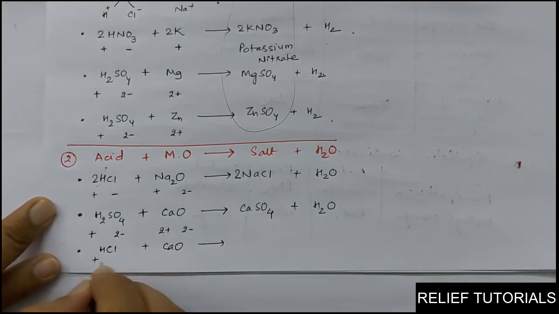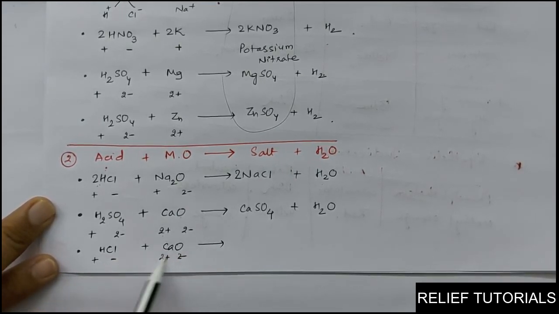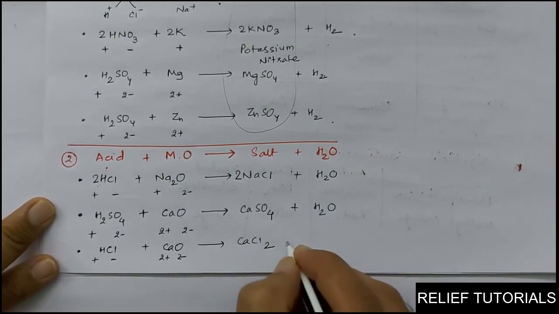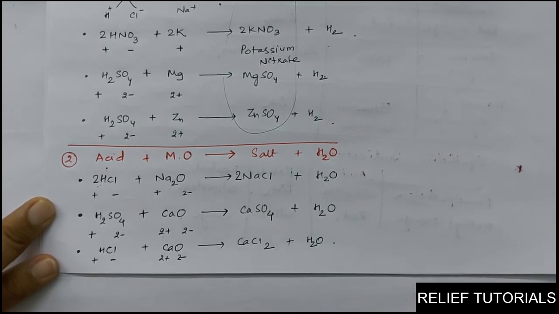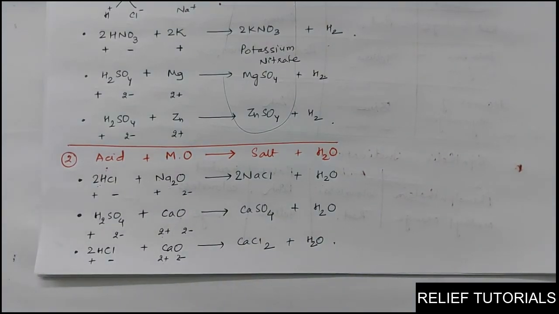Then what? H is plus, Cl minus, Ca2 plus and O is 2 minus. So Ca is 2 plus, Cl is 1 minus, so 2 will be given to Cl. So it will be CaCl2, calcium chloride, and water liberates. Okay, so calcium chloride, water, 2 here, and the equation is balanced. So this is the second type of reaction, that when acid reacts with metallic oxide, they form salt and water.